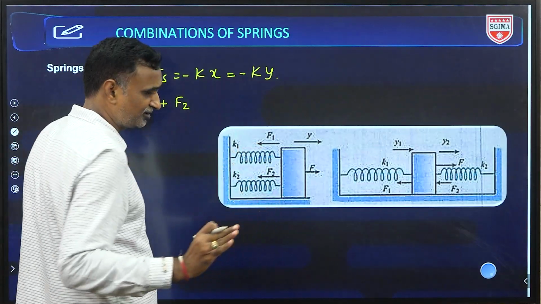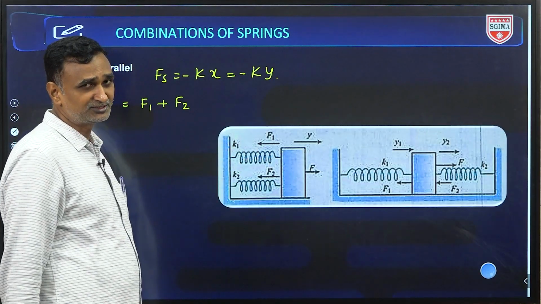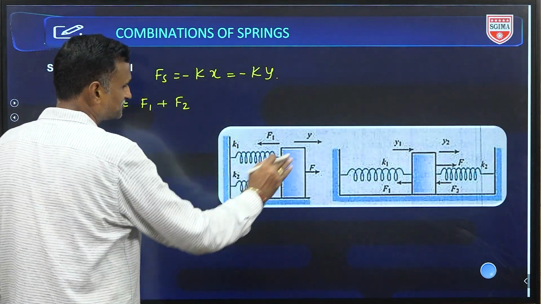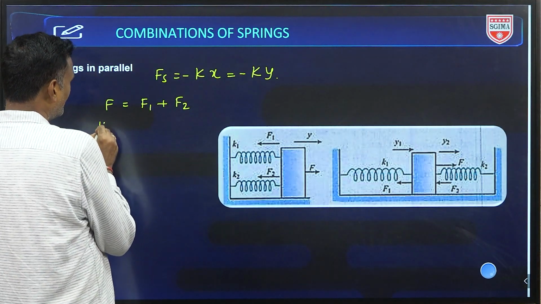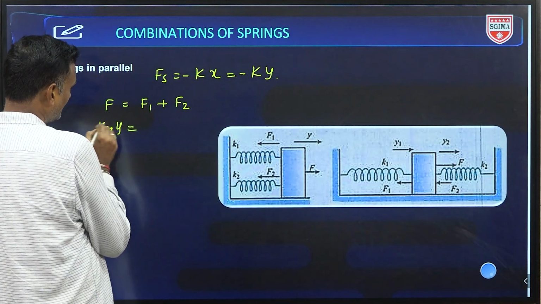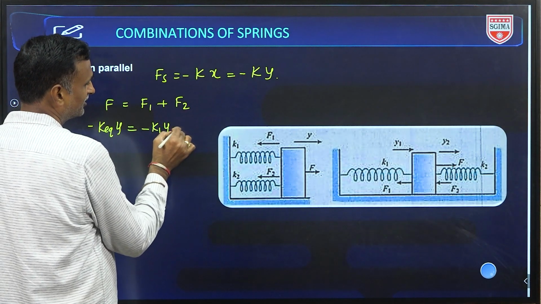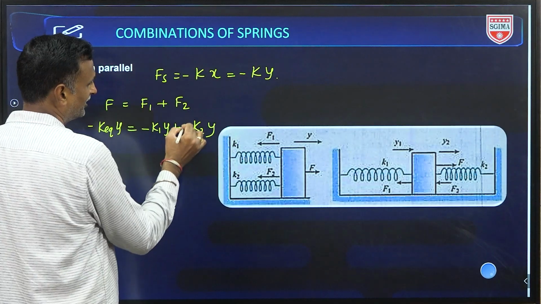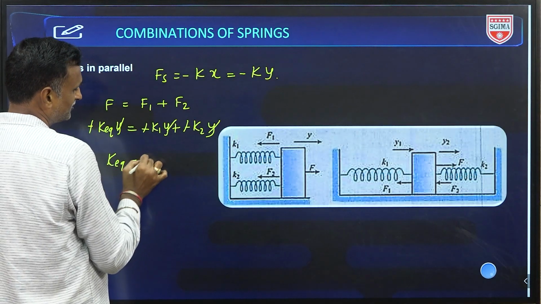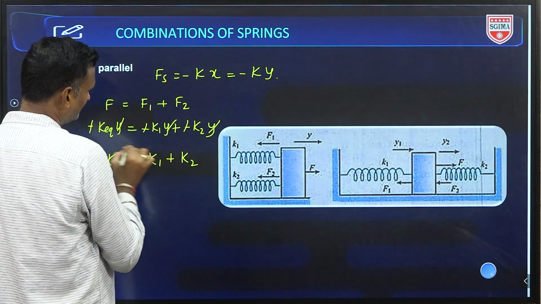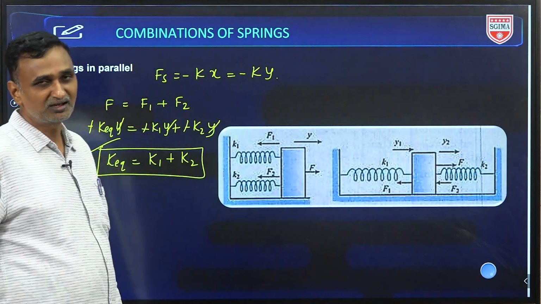Now if these springs are removed and only one effective spring is fixed, whose K equivalent is equivalent for both springs, in that case that spring should also move by displacement y on the application of force F. So we can write K equivalent into y. I am writing minus here because F equals minus kx or minus ky. So minus k1 y plus minus k2 y. Minus minus cancel, y cancels. So K equivalent equals K1 plus K2. This is the effective spring constant in the parallel combination.